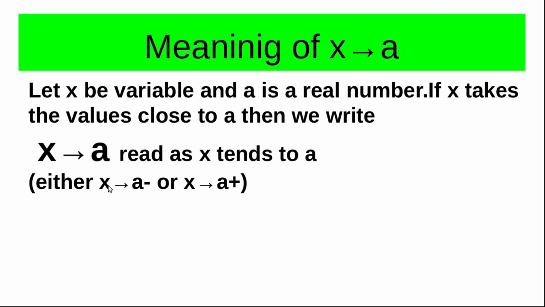Then both the cases, that means x tends to a minus or x tends to a plus, we say that x tends to a. അതായത് എക്സ് ഒരു വേരിയബിൾ ആണ്, എ എന്ന് പറയുന്നത് ഒരു റിയൽ നമ്പർ ആണ്. എക്സിൻ്റെ വാല്യൂ എയിലേക്ക് ലെഫ്റ്റിൽ നിന്ന് റൈറ്റിലേക്കോ അല്ലെങ്കിൽ റൈറ്റിൽ നിന്ന് ലെഫ്റ്റിലേക്കോ വന്നു കഴിഞ്ഞാൽ നമുക്ക് എക്സ് ടെൻസ് ടു എ എന്ന് പറയാം. ഇതിൽ ഏത് കേസ്, രണ്ട് കേസിൽ നമുക്ക് പൊതുവായിട്ട് പറയാവുന്നതാണ് എക്സ് ടെൻസ് ടു എ എന്ന് പറയുന്നത്.